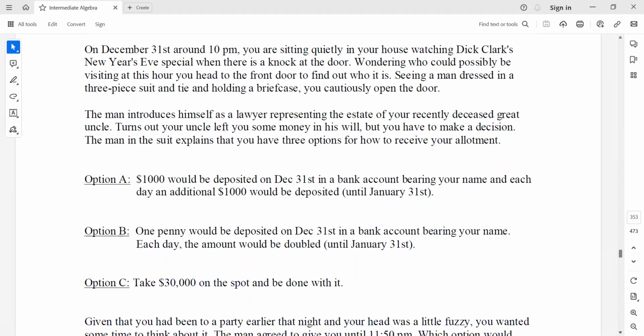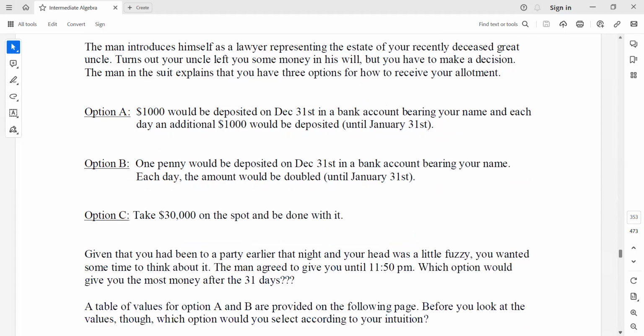The first one is $1,000 would be deposited on December 31st in the bank account, and each additional day you have $1,000 added to it. Wow. B says 1 penny would be deposited on December 31st in the account bearing your name. Each day the amount will double until January 31st. And then option C is take $30,000 and go.